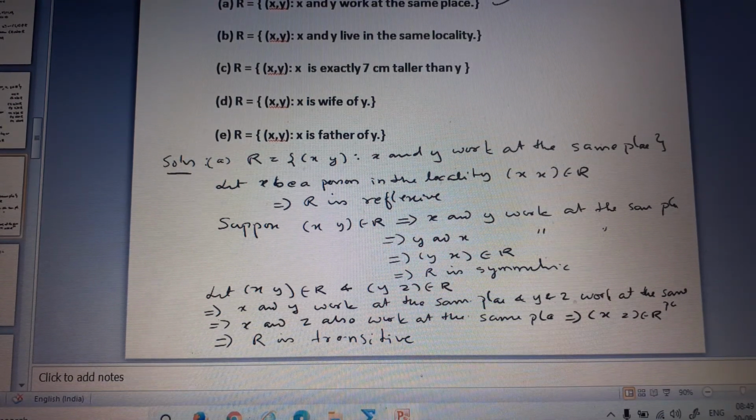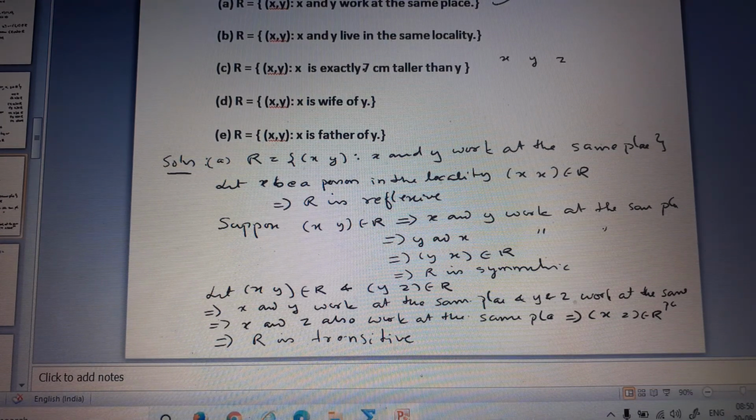I don't think I have to work the second one because it is exactly the same. Live in the same place instead of work at the same place, definitely. These three you have to do. I will just mention the next one is not reflexive, definitely, because the same person cannot be exactly 7 centimeter taller than himself. So not reflexive. Is it symmetric? No. Is it transitive? No, because suppose there are three people x, y and z.